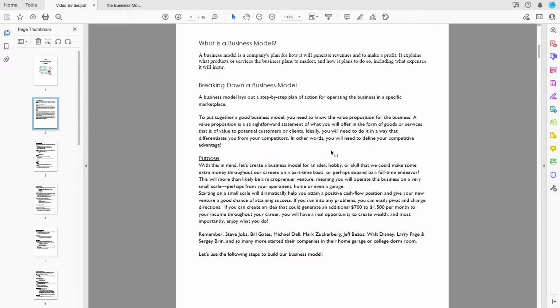The business model is a plan for how to generate revenue and make a profit. It's a fast way to create a quote business plan. A little bit faster than that. We're not going to worry too much about financials as much as we're trying to see, does our idea actually even work? So remember Steve Jobs, Bill Gates, Michael Dell, Zuckerberg, Bezos, even Walt Disney and Larry Page, Sergey Brin basically started their companies out of their home garage or a college dorm room. And all of those became billionaires. Not that we have to do that, but we could certainly enjoy something and make an extra income.